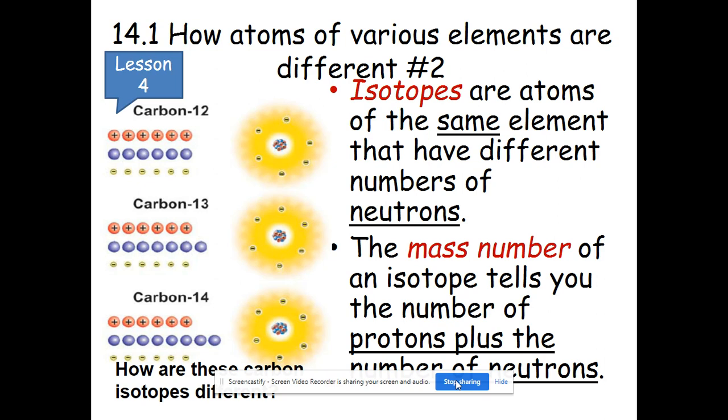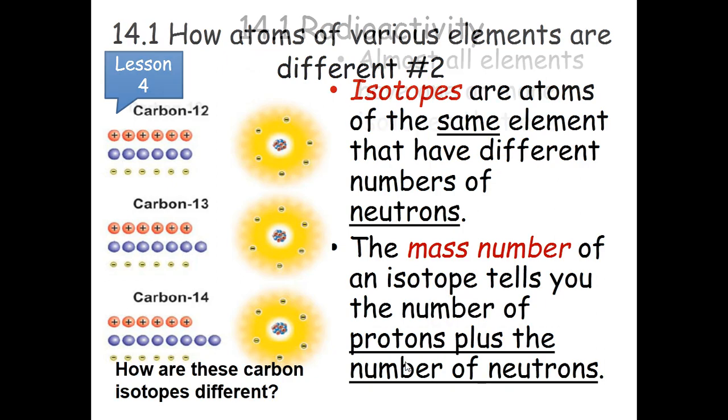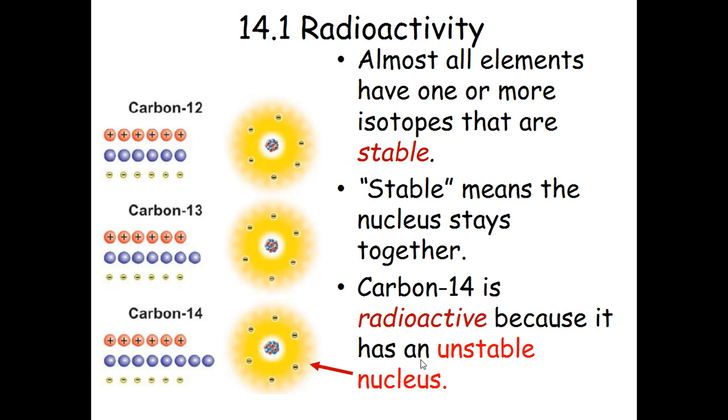So, various atoms from various elements are different. Isotopes are the same element with different numbers of neutrons. The mass number of the isotope tells you the number of protons plus the number of neutrons. So the mass number is going to tell you the combination of protons and neutrons. In radioactivity, you have something happening to the nucleus. The nucleus is getting lighter, so to speak, or something is changing in the nucleus. The only things that are in the nucleus, of course, are protons and neutrons.